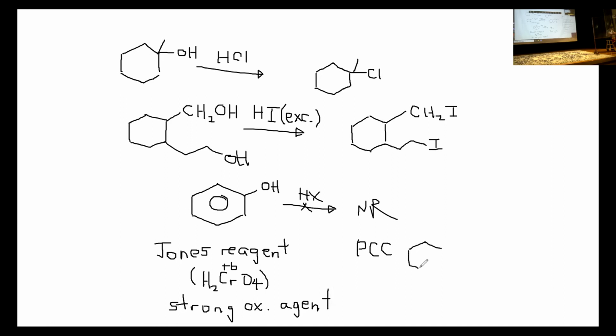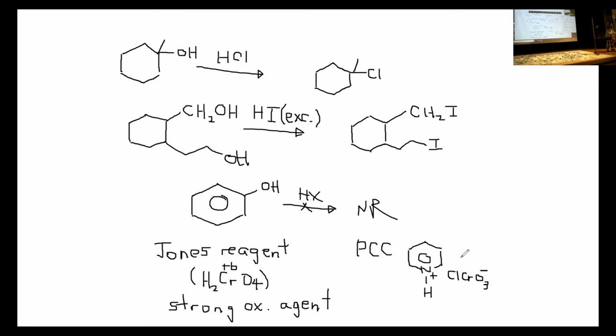And I'll show you its structure. I don't suppose I care very much if you memorize this structure, but I'll show it to you anyway. So you know what pyridine is. It's like benzene, except we replace one of the CHs with nitrogen. Pyridinium is the conjugate acid of pyridine, so it's got an extra proton on it. And the counter ion to this is ClCrO3 minus.